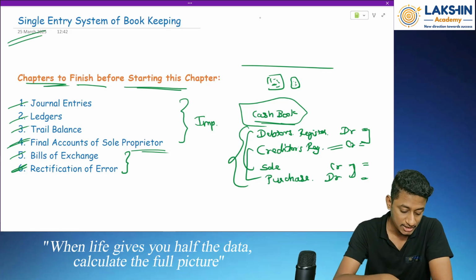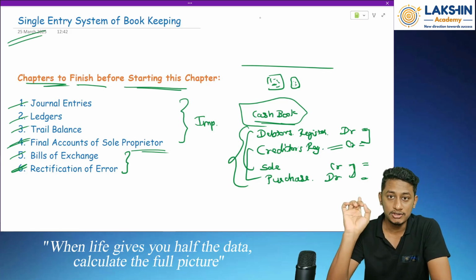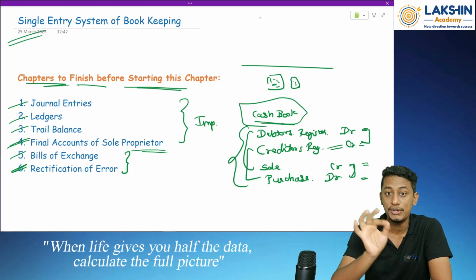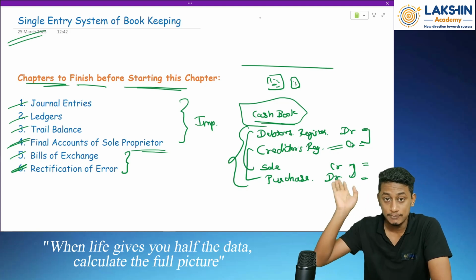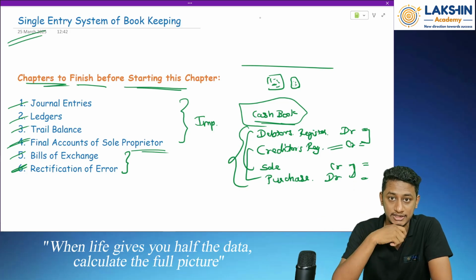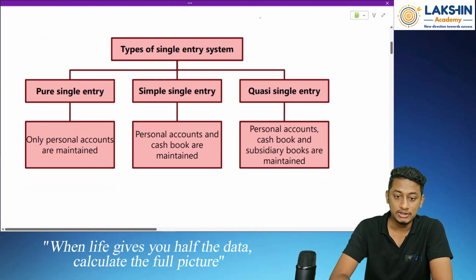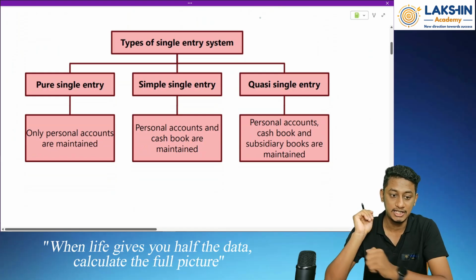So that's why these books are treated as the single entry system of bookkeeping, where only a few records are kept by people, and in some cases even these books are not maintained by some people. Let us see some types of single entry system of bookkeeping. So these are some types of single entry systems.